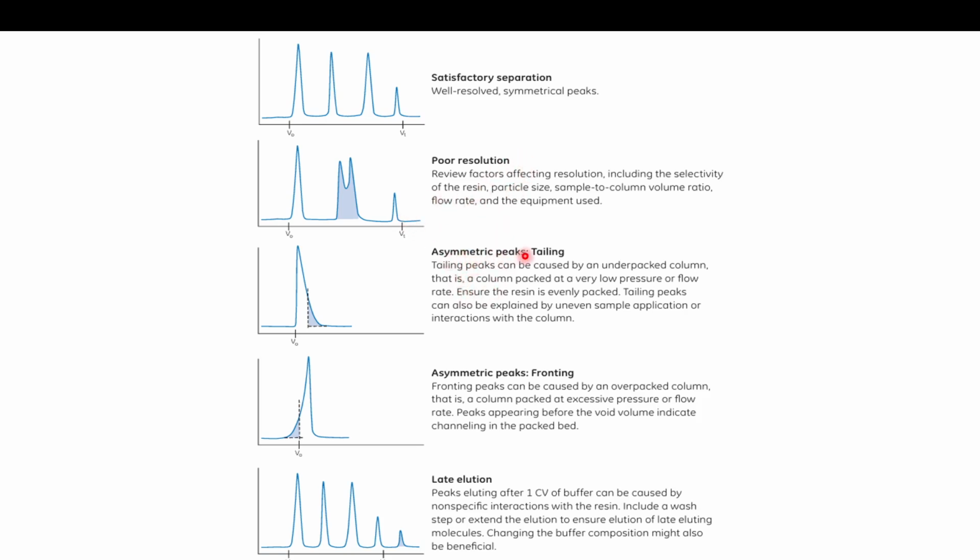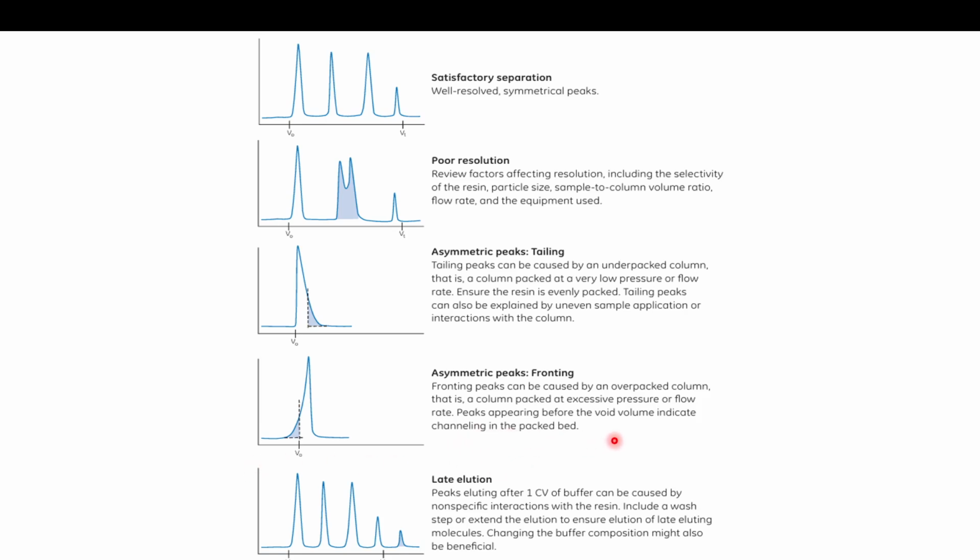There can be asymmetric peaks where you can see a tailing here. Tailing peaks can be caused by an underpacked column, that is, a column packed at a very low pressure or flow rate. Okay. Ensure the resin is evenly packed. There should be even packing. And tailing peaks can also be explained by uneven sample application and interactions with the column. Asymmetric peaks or fronting: fronting peaks can be caused by an overpacked column, that is, a column packed at excessive pressure or flow rate. Peaks appearing before the void volume indicate channeling in the packed bed.